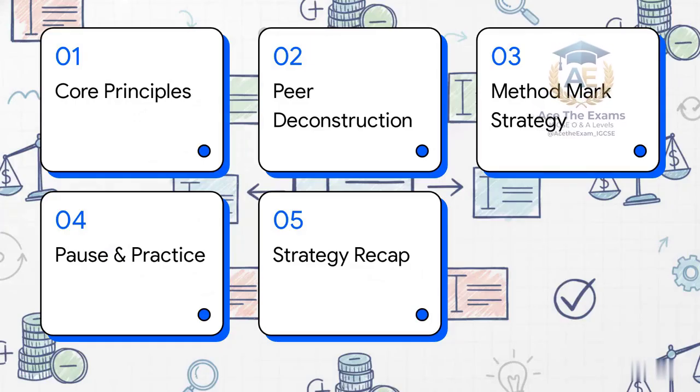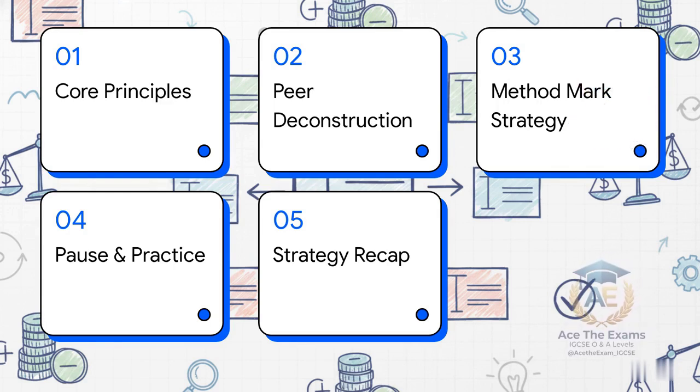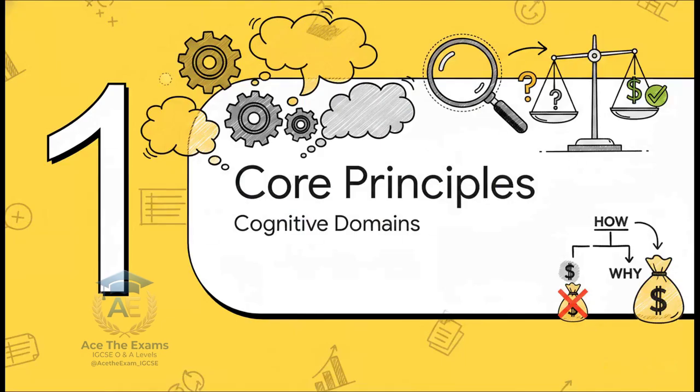So, here is our strategic roadmap for today. We'll start with core principles and cognitive domains. Then we'll jump into a peer deconstruction debate. After that, we'll unlock the method mark strategy, move into an interactive pause and practice workshop, and finally wrap up with a strategy recap. Let's dive into Section 1, Core Principles and Cognitive Domains.